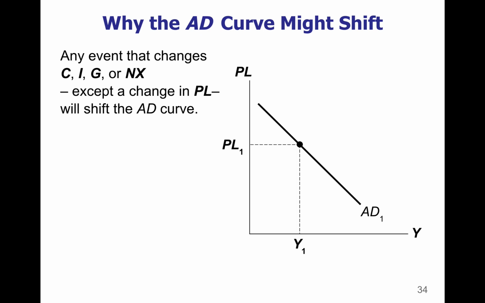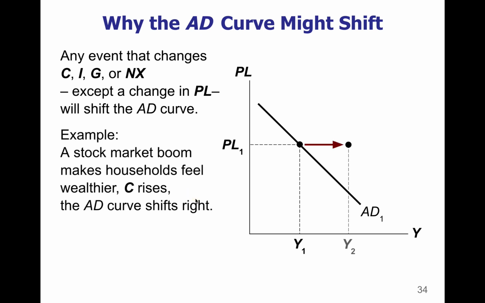So remember, the aggregate demand line is made up of a whole bunch of options that buyers have depending upon the price level and the amount of goods and services they want to purchase. So any event that's going to affect C, I, G, or NX is going to shift the entire aggregate demand line. If it's a change in price level, like we did with wealth effect, interest rate effect, and exchange rate effect, that's going to be a movement along the line.